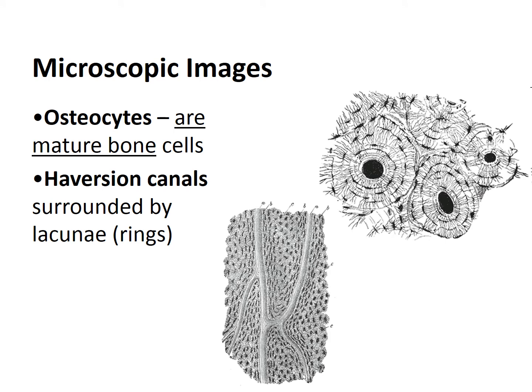Here are two pictures of what the arrangement of bone cells looks like. The one on the upper right is a horizontal cross section, and the bottom left is a vertical cross section. The dark black circles here correspond to the things that look kind of like rivers in the other one. Those black sections are called Haversian canals, and they're surrounded by lacunae, which are rings of osteocytes.